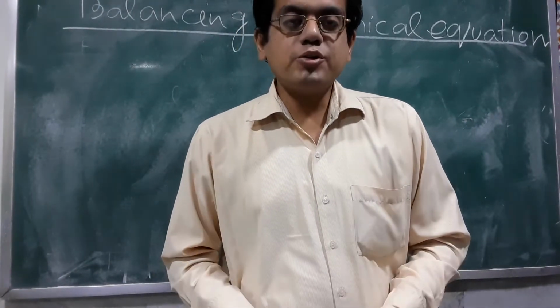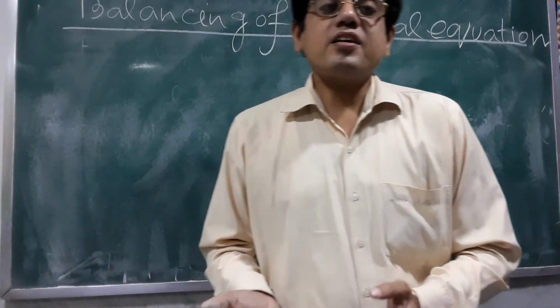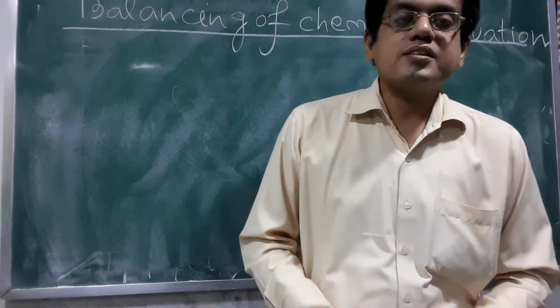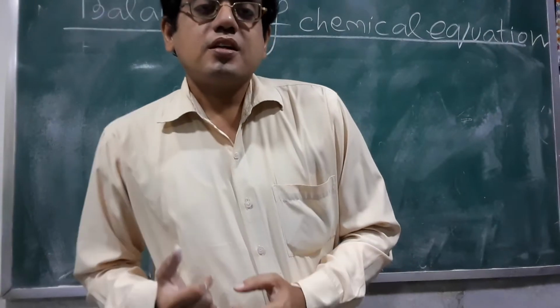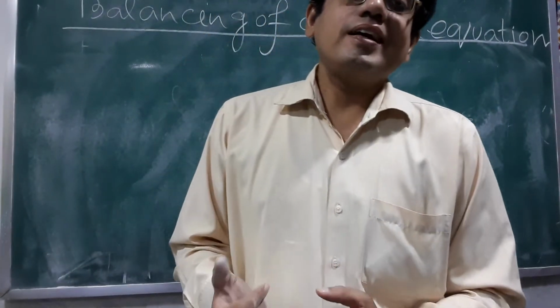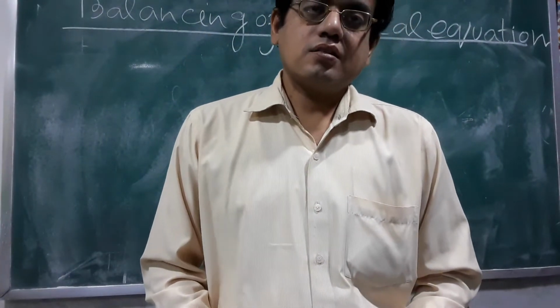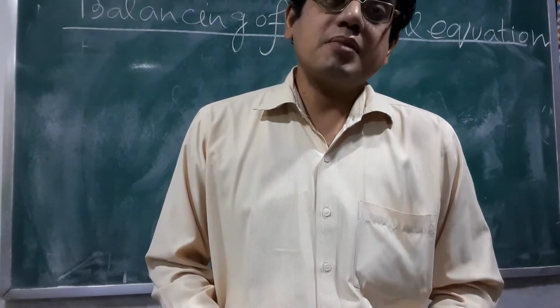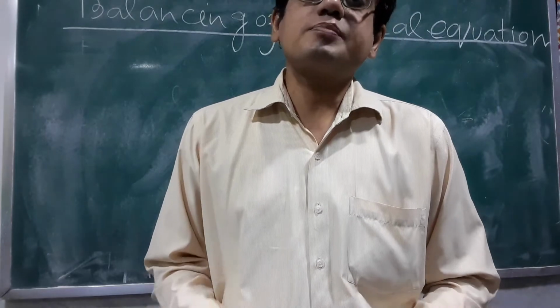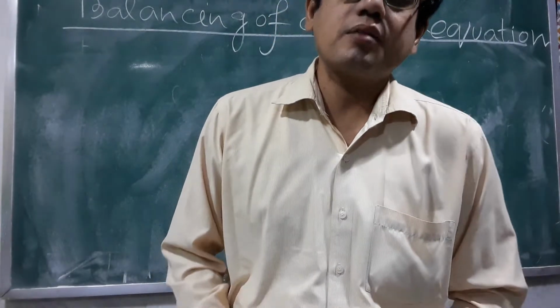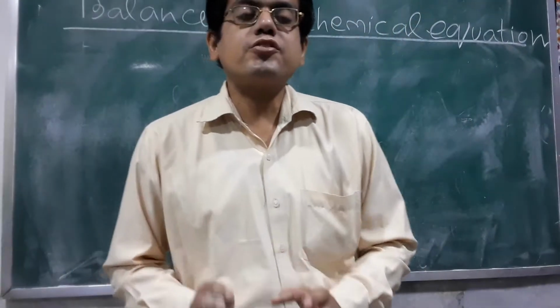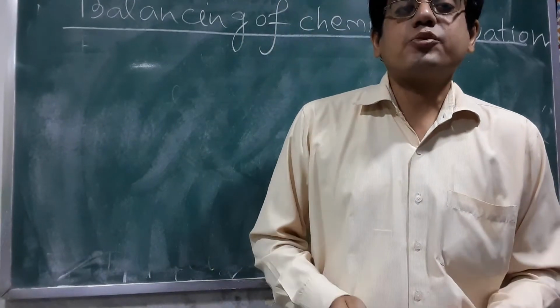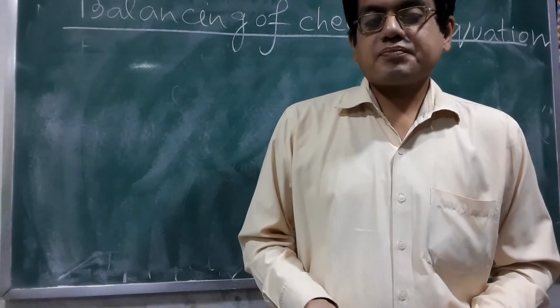So how are we going to balance? Children, there are three methods of balancing of chemical equation. The first one is called hit and trial method. The second one is balancing by ion electron method, and the third one is balancing by oxidation number method. So these three methods are used for balancing equations in chemistry.